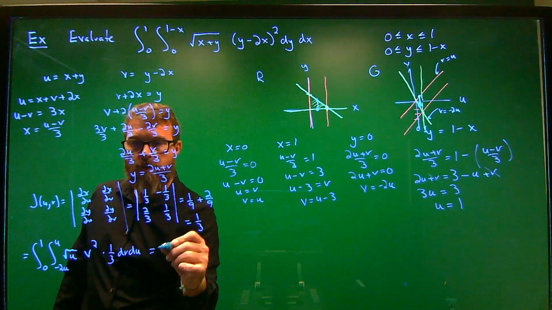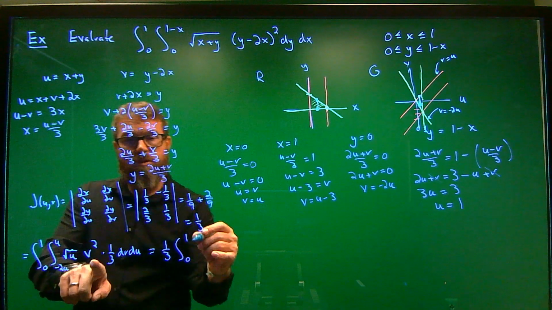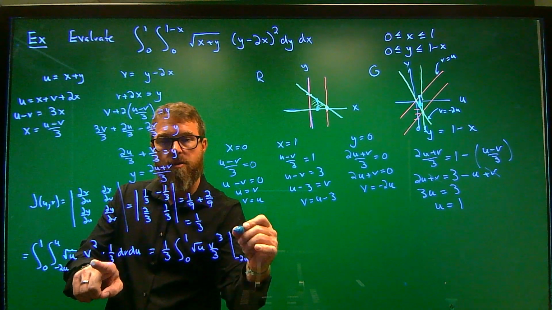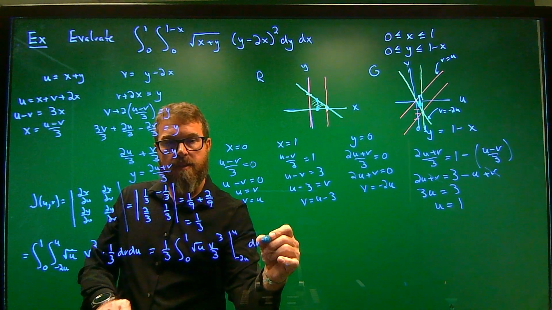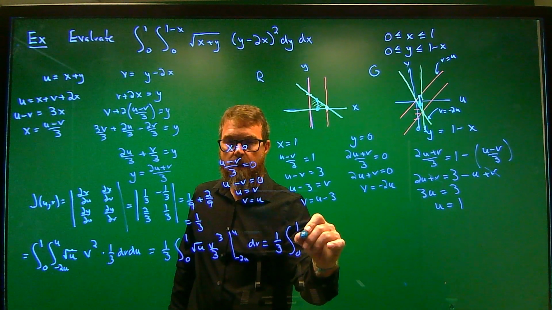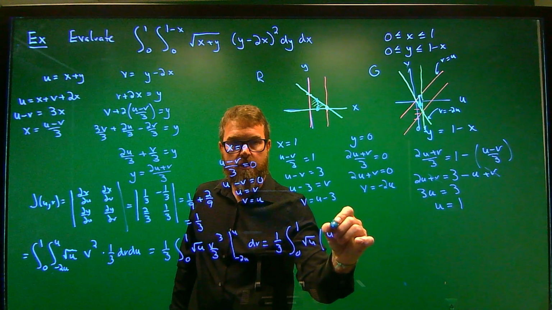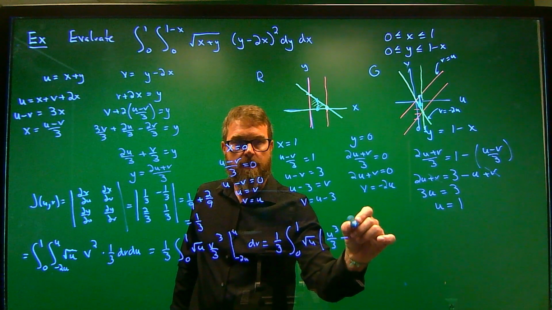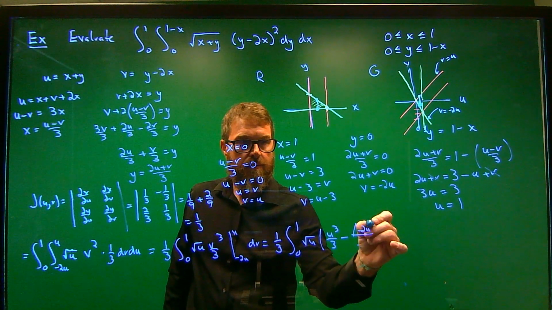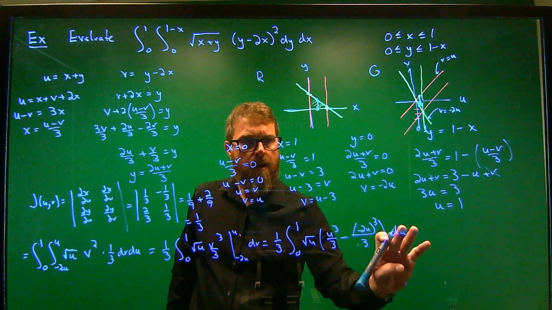Now I can pull out the 1/3, and then I can integrate the v first. So this is going to be root u times v cubed over 3, evaluated from minus 2u to u dv. So doing that evaluation, we're going to have 1/3 of the integral from 0 to 1 of root u times, evaluating at the top, u cubed over 3 minus the bottom, minus 2u cubed over 3, du.